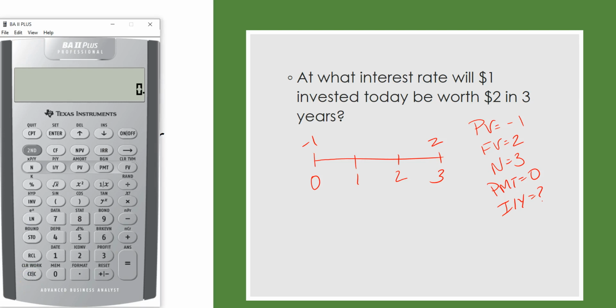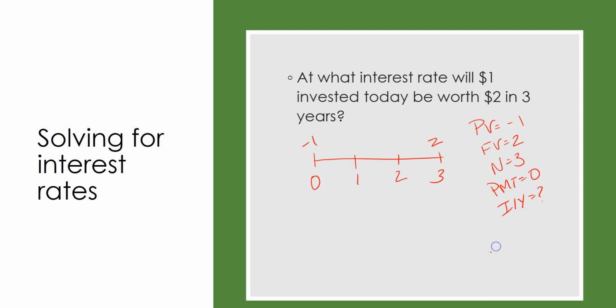So using our financial calculator, let's first clear our time value of money. We deposited $1. We're going to withdraw $2 for 3 years. And we're going to have 0 payments. So compute our IY. At 25.99% interest, we would have our money double in 3 years. So you would have to get about 26% interest.